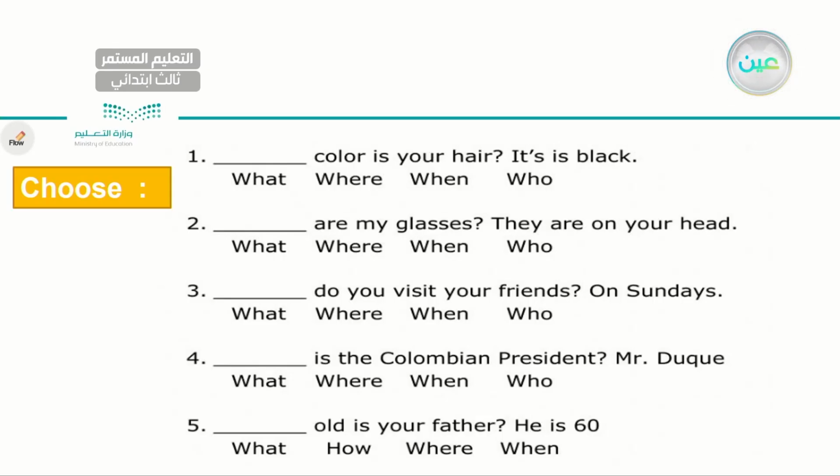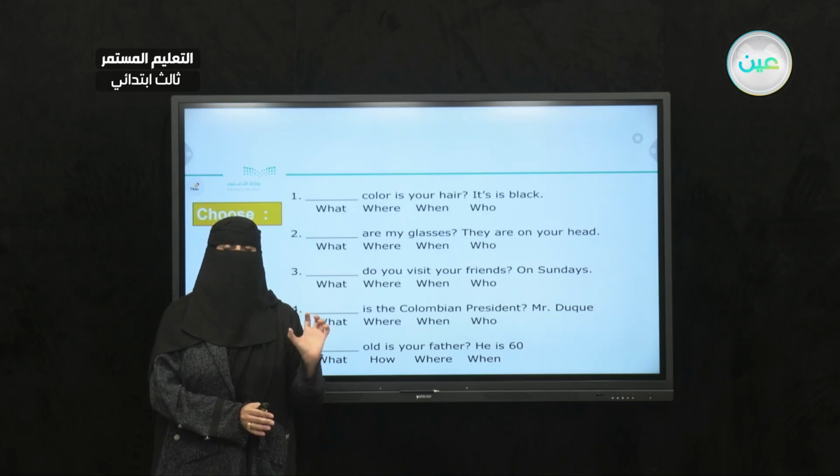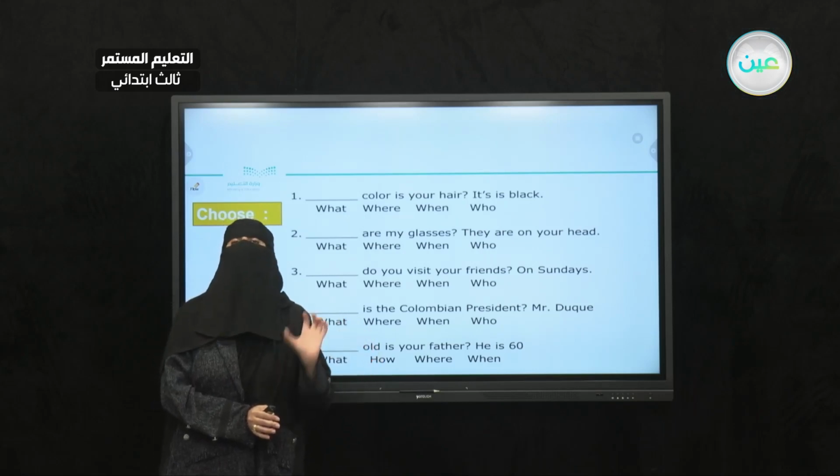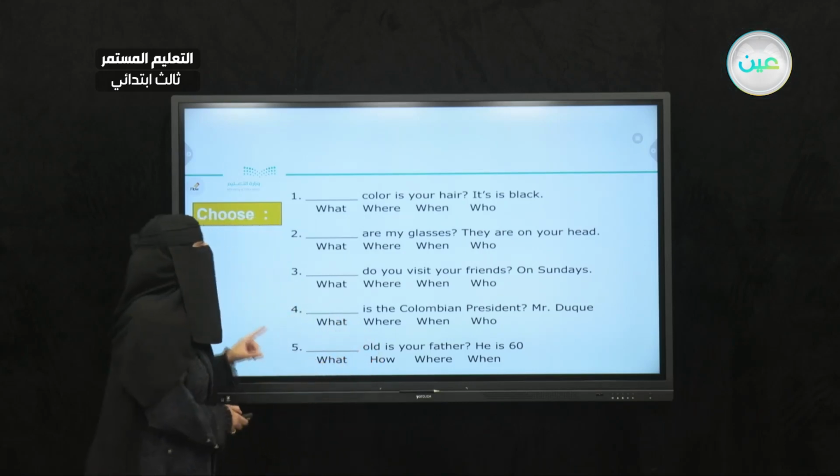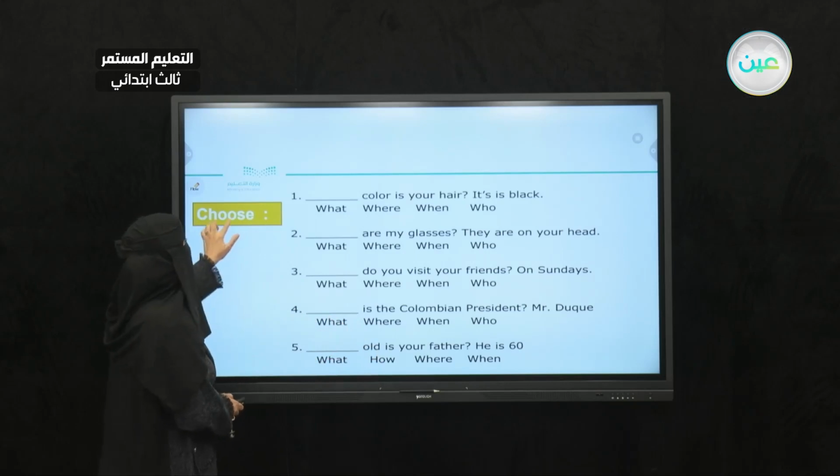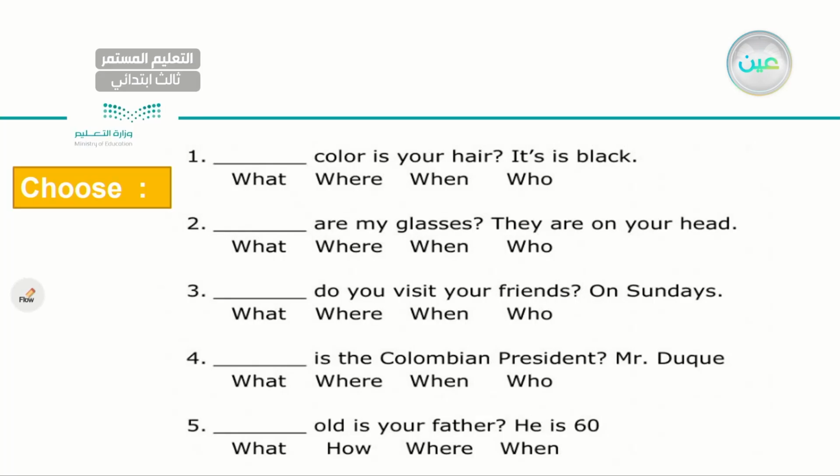Color is your hair. It is black. So I'm asking about specific color. Okay, I know it's a color, but I need to know the specific color. So what do you think? What, where, when, who? The answer is, what color is your hair? What color is your hair? Okay, it is black. It is black. Very good. So I need your help in order to do number 2, 3, 4, 5.